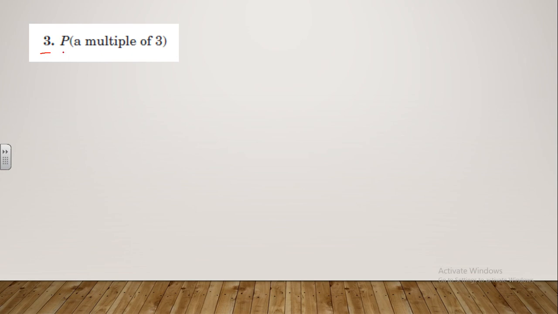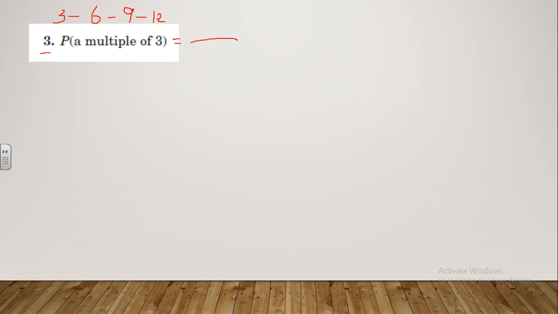Now let's see question number 3. He wants you to find the probability of a multiple of 3. So what's the probability of a multiple of 3 from 1 to 12? Okay, let's write the numbers here. From 1 to 12, what are the multiples of 3? Yeah, we have 3. And what else? Yeah, we have 6, and 9. And what's the last number? Yeah, 12.